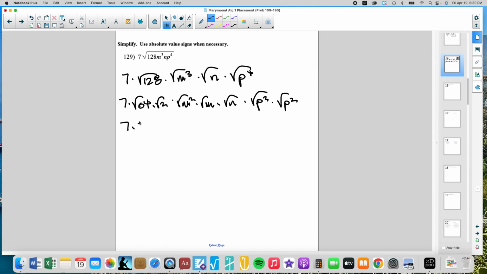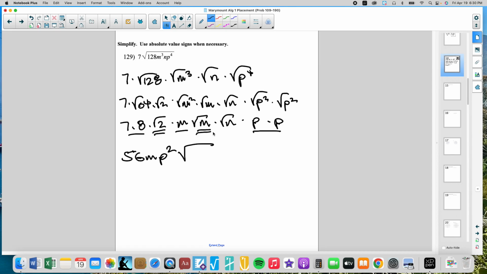So 7 times 8, rad 2 stays in. Rad m squared is m on the outside with my leftover rad m. My rad n stayed in. My rad p squared, a p comes out and a p comes out. So all these outside things are 56 m p squared, and inside is 2, m, n. So 56 m p squared rad 2mn would be our final answer. I like that.